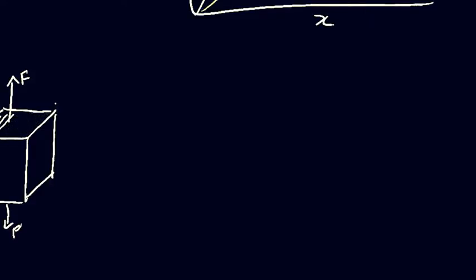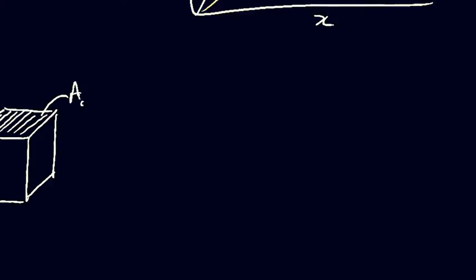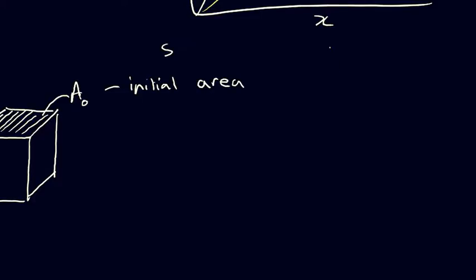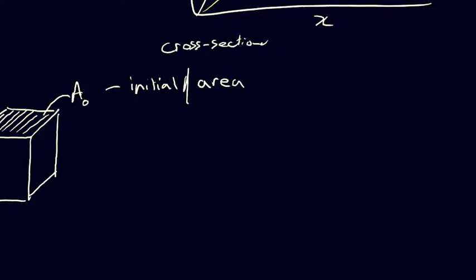Actually, you know what? I apologize. I'm going to change this figure up just a little. So there we go. All that stuff's gone. So I'm going to draw in this area again without the force, because what I want to do is call that the initial cross-sectional area. Oh man, I'm all over the place here today. Cross-sectional area.